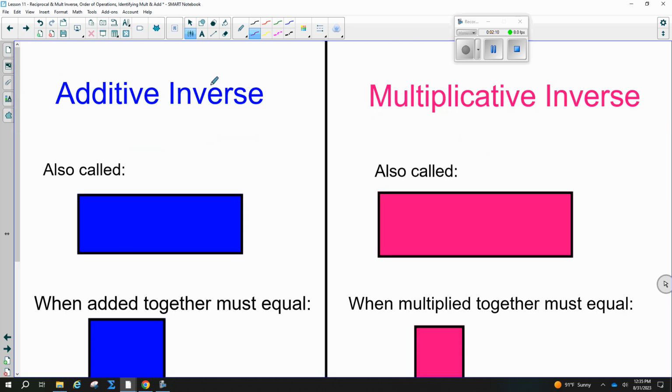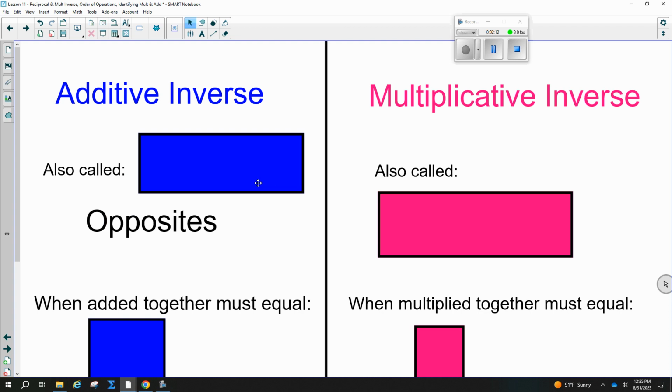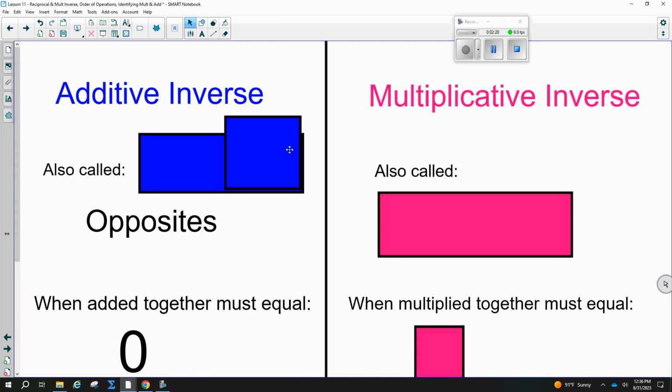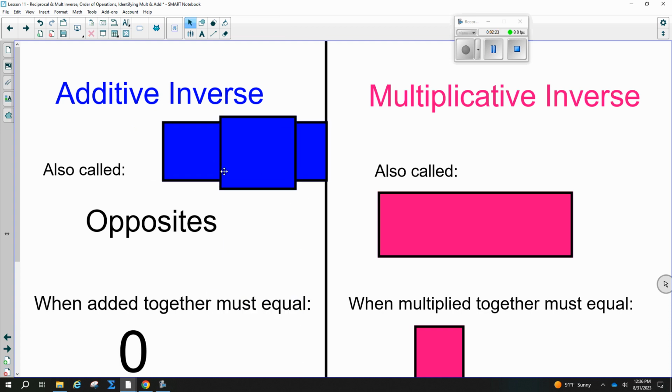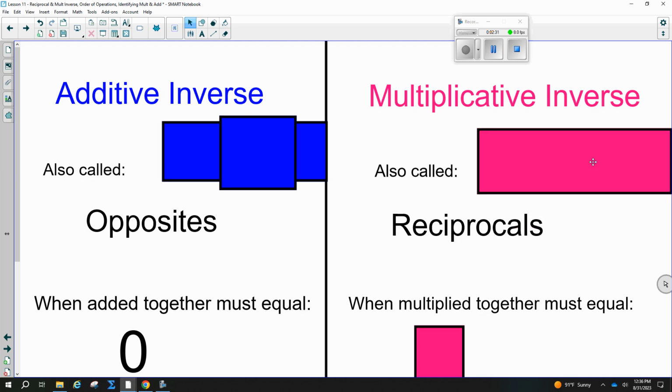Okay, so the additive inverse is also called the opposite, like +3, -3. When we add them together, they must equal 0. And we just learned multiplicative inverse, also called reciprocal. When we multiply those together, you get 1. So additive inverses are opposites, and they add to 0. Multiplicative inverses are reciprocals, and they multiply to 1.